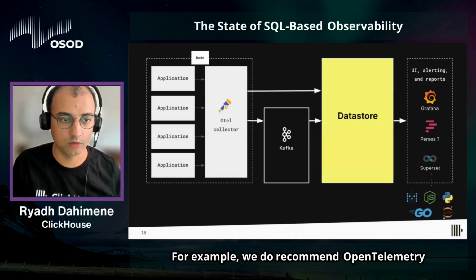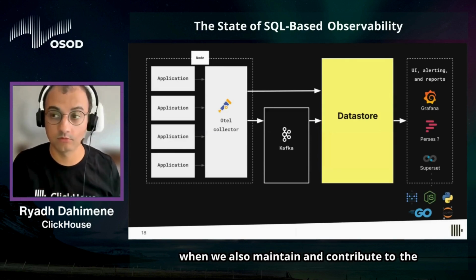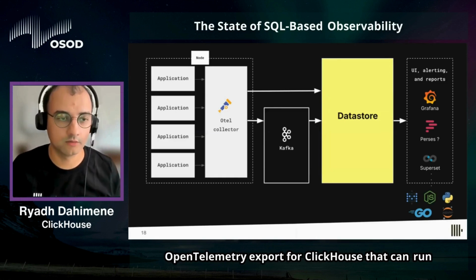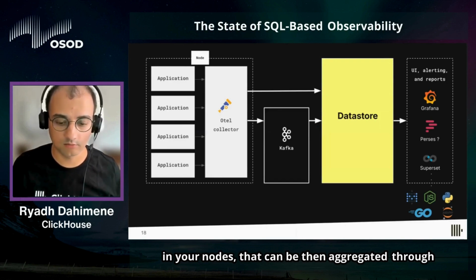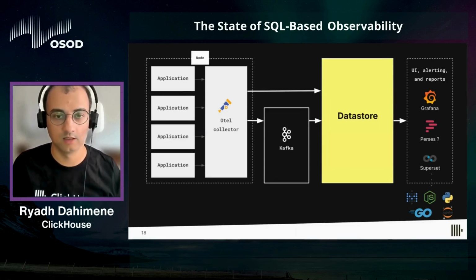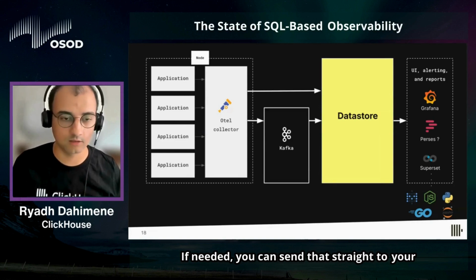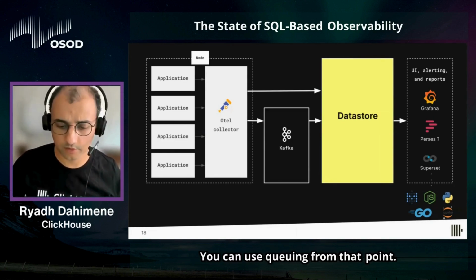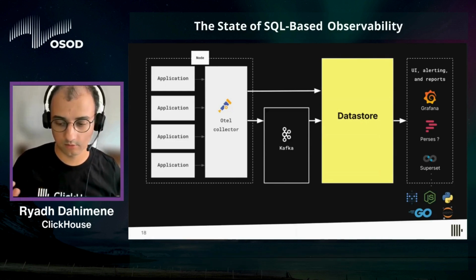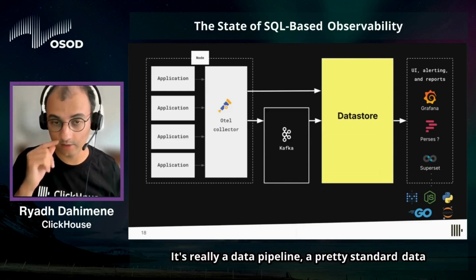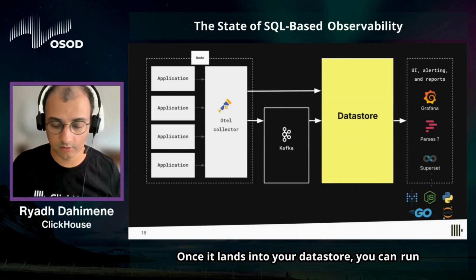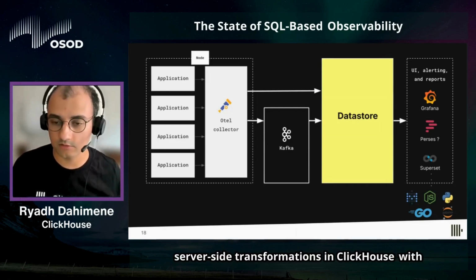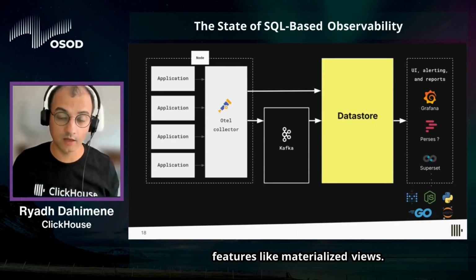For example, we do recommend OpenTelemetry, and we also maintain and contribute to the OpenTelemetry exporter for ClickHouse that can run in your nodes, that can then be aggregated through an OpenTelemetry gateway node. If needed, you can send that straight to your data store. You can use queuing from that point, and it's really a pretty standard data pipeline. Once it lands in your data store, you can run server-side transformations in ClickHouse with features like materialized views.